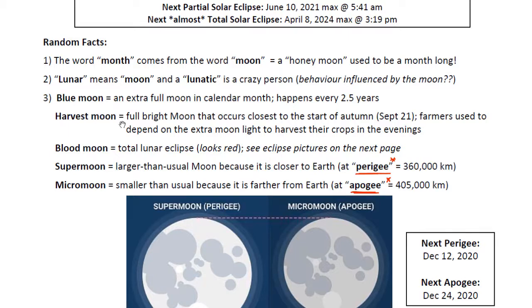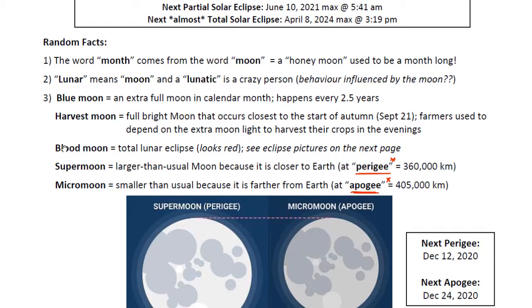You have a harvest moon as well, if you've ever heard of that. It's a full bright moon. It's the brightest moon that occurs closest to when people are doing their harvesting. So for us, the start of autumn is September 21st. And farmers used to depend on that extra moonlight to help them get their crops in before it got too cold. So they would take advantage of that extra light. So harvest moon is being able to work later in the evening with a nice bright moon lighting your way so you can still sickle your crops.